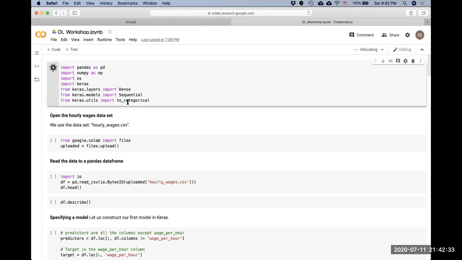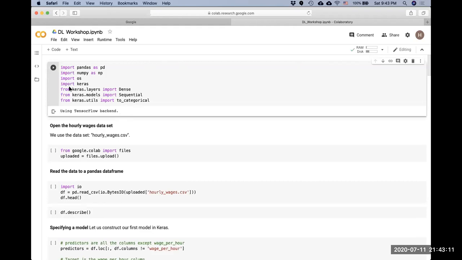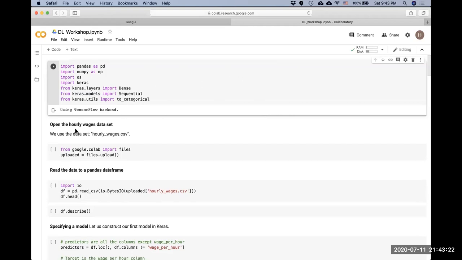If I just run this part, again, I'm using Keras. Keras is one of the most famous packages for deep learning in Python. Keras is actually a high-level package. It's based on TensorFlow, but it's at a higher level than TensorFlow. So if I run this part, I have loaded my packages. You can do this with me if you have it ready.